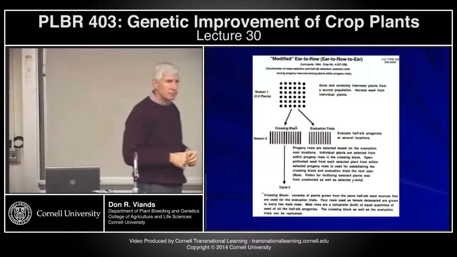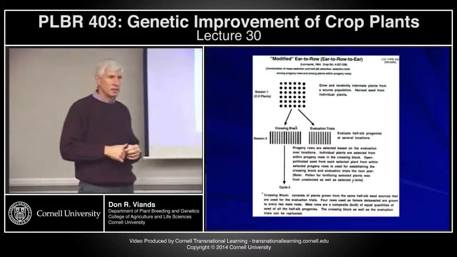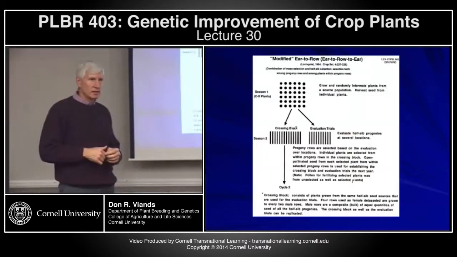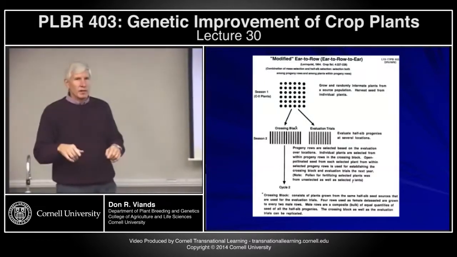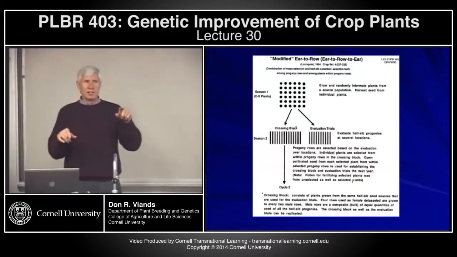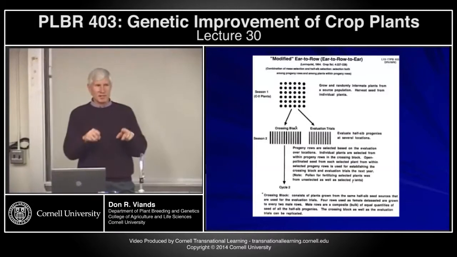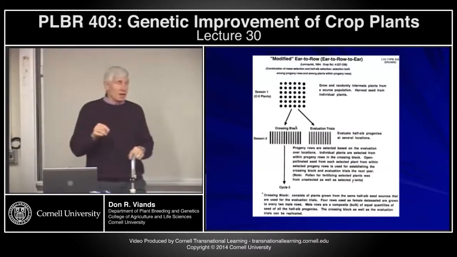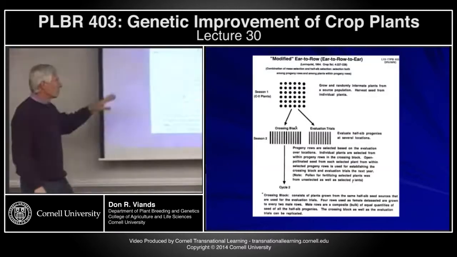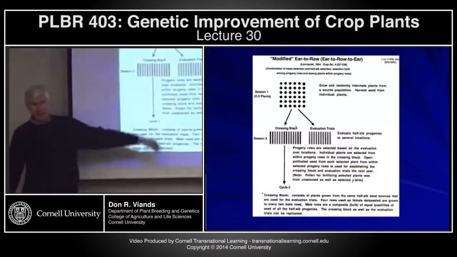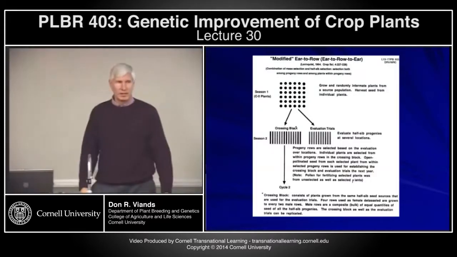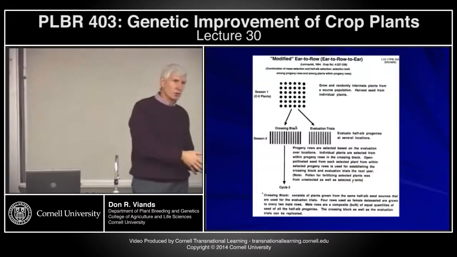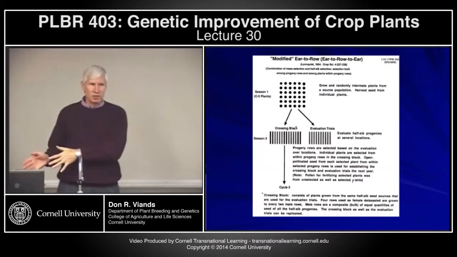Yes, Andres? So in the crossing block, you only have those half-sibs that were selected to be the best. Well, in this particular scheme, that actually is a modification of what I'm talking about, so let me get to that in just a moment. But in the original scheme, this crossing block is grown out at exactly the same time as the evaluation trial. So you have the superior ones there, but you have all the other ones there too.